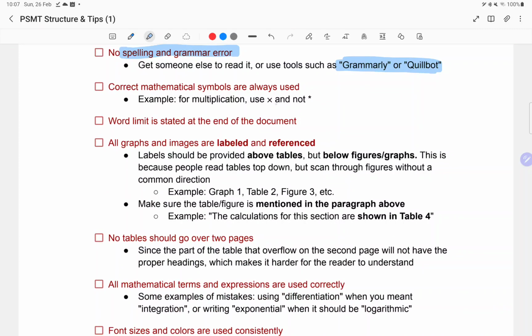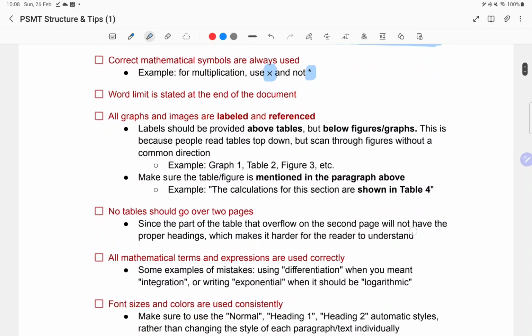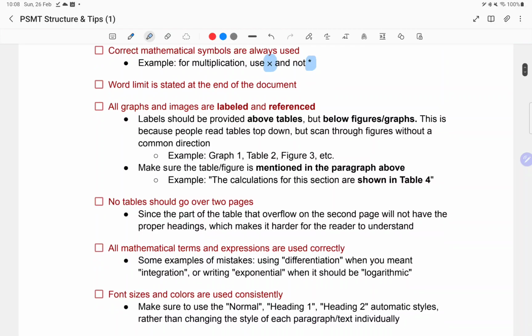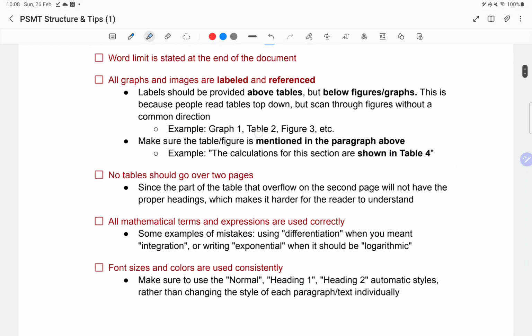Correct mathematical symbols, and always use them. So the idea is make sure you always use the right symbol, okay? Because sometimes when you type into your calculator, you might type the asterisk to multiply, but in your assignment, always use the proper multiplication symbol. Alright, so be very careful. I will be looking through your assignment before it is due, before even the first draft is due. But make sure you get that one. The first version should look good. Word limit is stated at the end. You do that at the end.